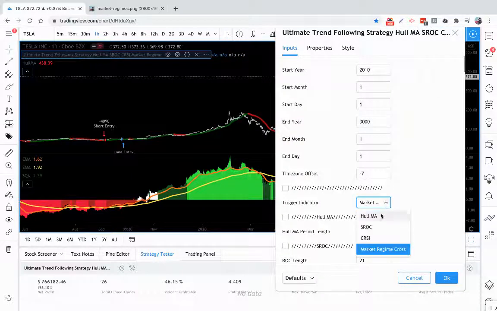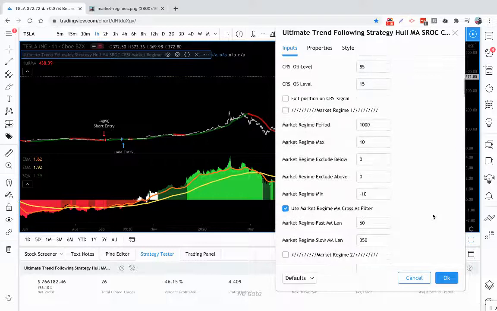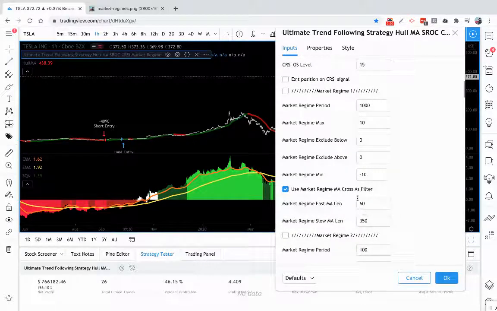So on the trigger indicator, when you go from Hull moving average and you pass down the center rate of change in Connors RSI and you go to the market regime cross and you have that selected, what's happening is it's using the Hull moving average as your trend detector, but it's using the crosses of your market regime moving average as a filter to enter your trades. So let me explain that to you visually.